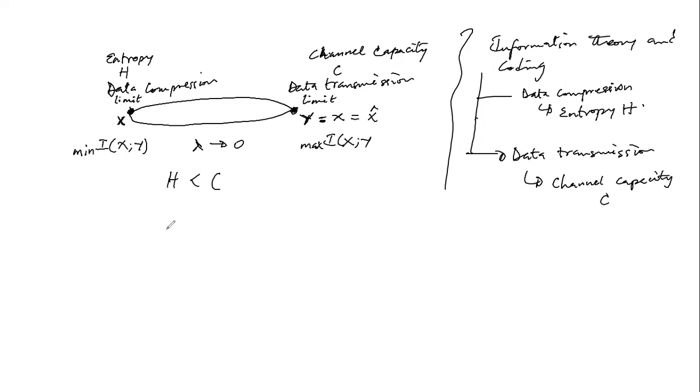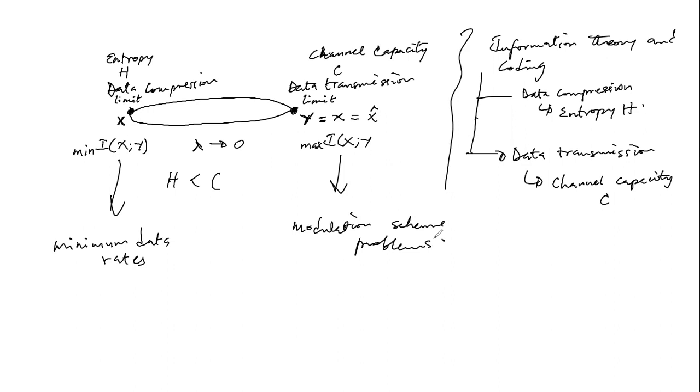Hence, you'll observe that in our regular communication system, the data compression limit addresses minimum data rates. Okay? While the data transmission limit addresses the modulation scheme problems. Okay?